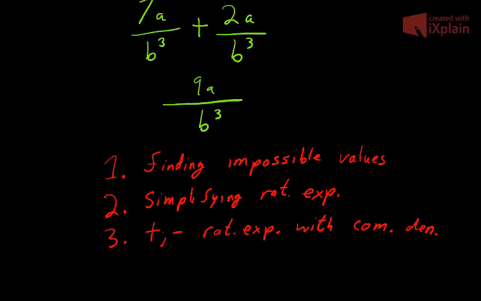That is a whole bunch of shortening there. If you'd like to write the whole thing out, that might be better. But this is what we went over in the video today, how to find our impossible values, simplifying some rational expressions, and then adding and subtracting rational expressions with a common denominator.